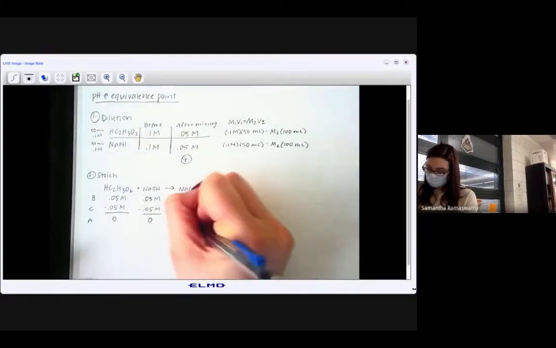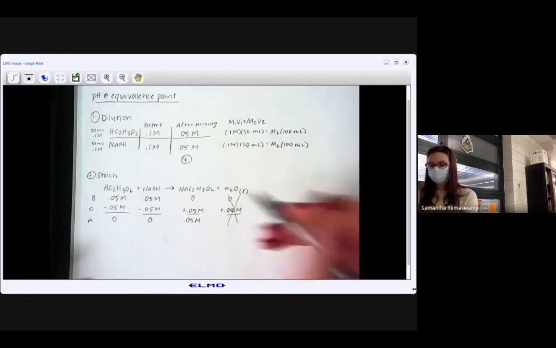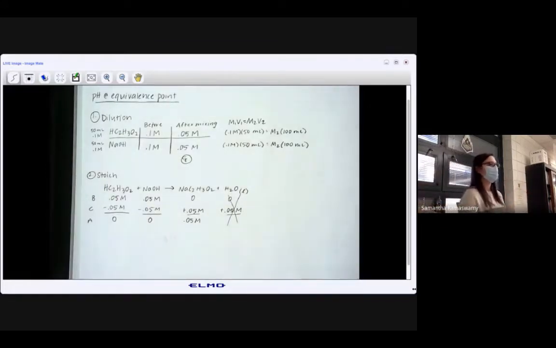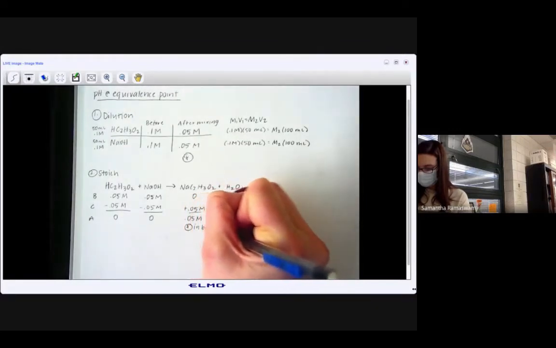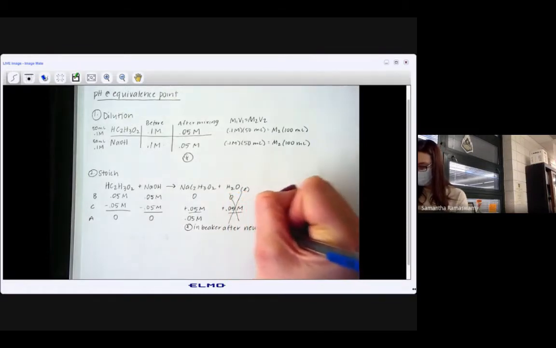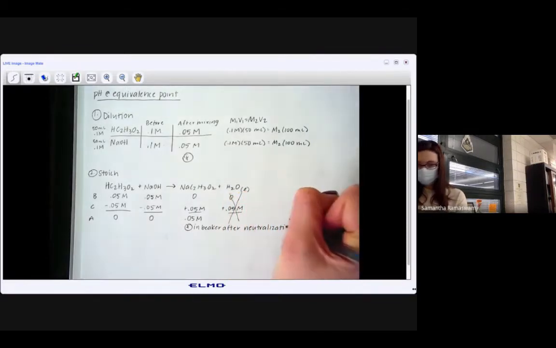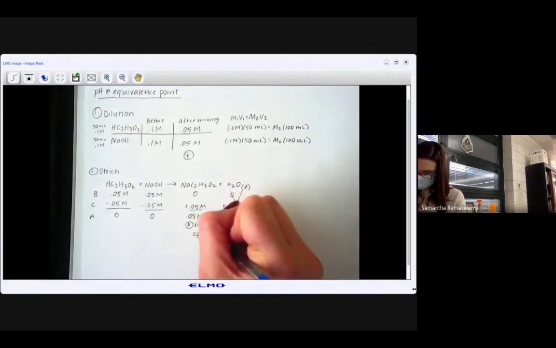But now in the beaker, we have sodium acetate, and we can ignore water. If you put 0.05 molar for water, that's fine. It's a liquid, so it's not going to be included in anything. You have water in everything. So now in the beaker, I have sodium acetate. So I have this in the beaker after neutralization. Remember that the salt determines the pH.